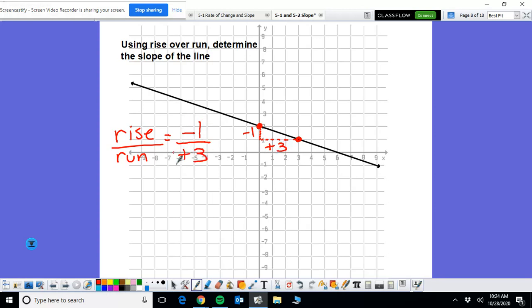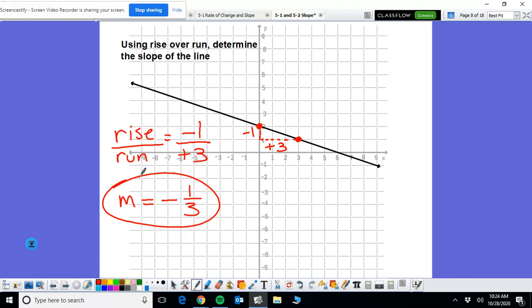My run is +3. And that makes my slope, this is another rule maybe we learned in the past, if there's a negative divided by a positive, your answer will be negative. So -1/3. My slope, the negative comes out in front for my final answer. I circle my final answer as well.